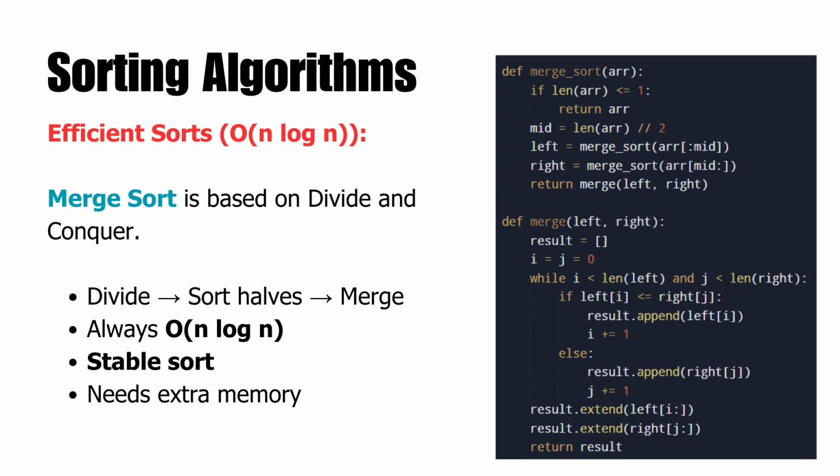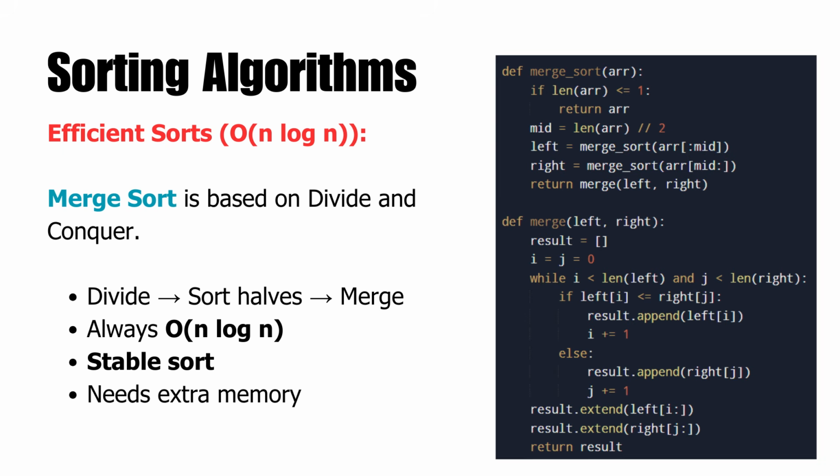Now, let's examine the algorithms commonly used in production systems. These efficient sorting algorithms are significantly faster, typically running in O(n log n) time, making them practical for large datasets. First up is merge sort.